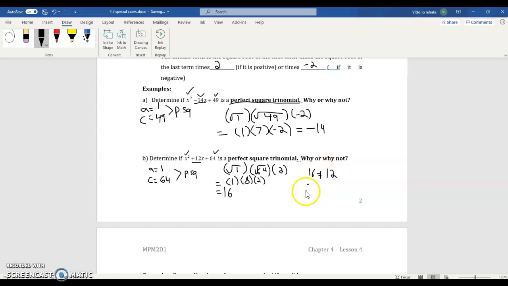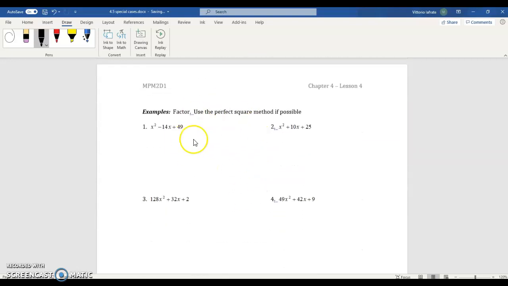Therefore, not a perfect square trinomial. So the first two conditions are met. First and last term were perfect squares. But that third condition of square root of a times square root of c times 2 did not work out. So that's why this is not considered a perfect square trinomial.